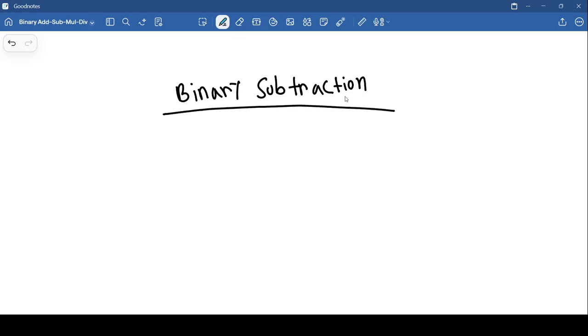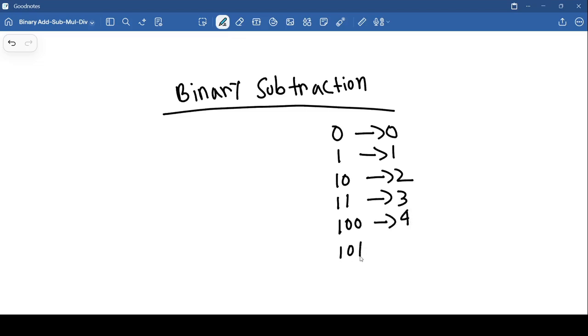Now we will see binary subtraction. Okay, before seeing binary subtraction we need to remember one thing. See, in binary 0 means 0, 1 means 1, 10 means 2, 11 means 3, 100 means 4, 101 means 5. These are binary, and these are the decimal.